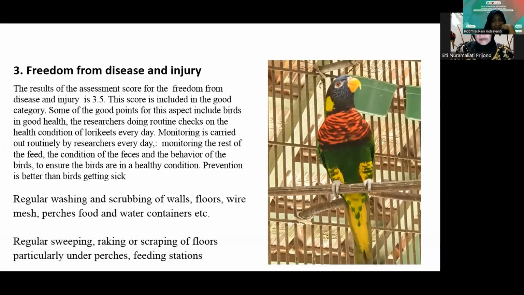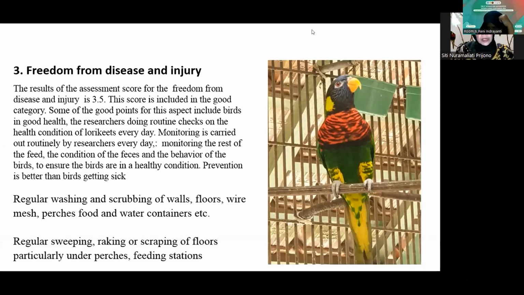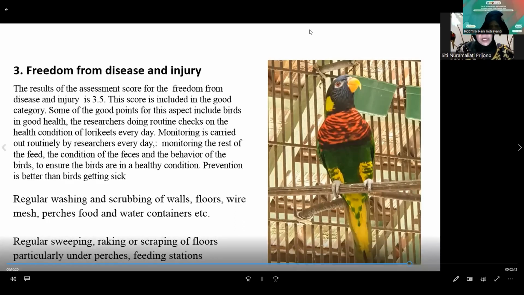Prevention is better than birds getting sick. Regular washing and scrubbing of walls, floors, wire mesh bridges, food and water containers, etc. And also regular sweeping and raking or scraping, particularly under perches and feeding stations.